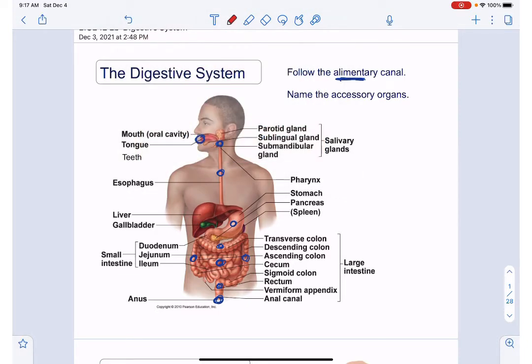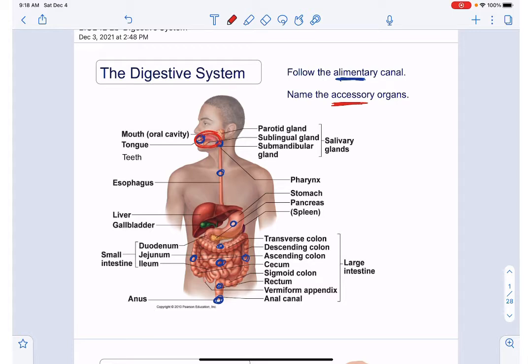And the other component are what we call accessory organs. And these accessory organs are not part of the canal itself, but they contribute to digestive processes. And today we're going to start in the oral cavity. So the oral cavity is part of the alimentary canal, but there's also a couple accessory organs in there as well. So what are a couple accessory organs, digestive organs you can think of in the oral cavity?